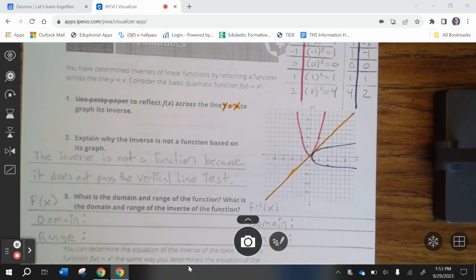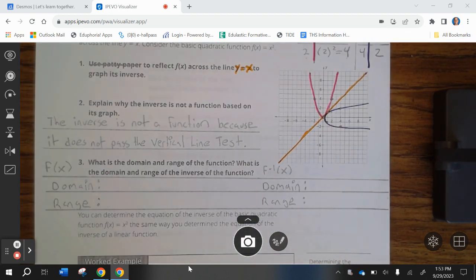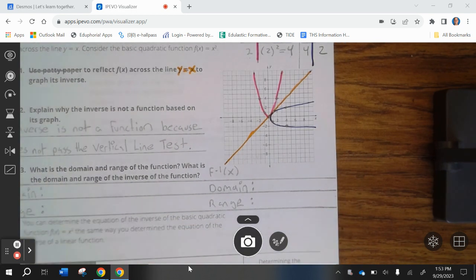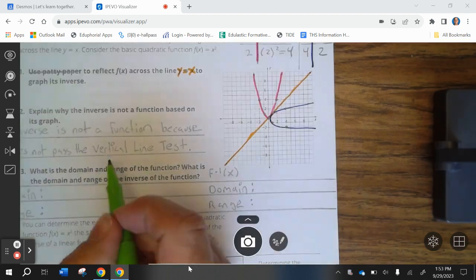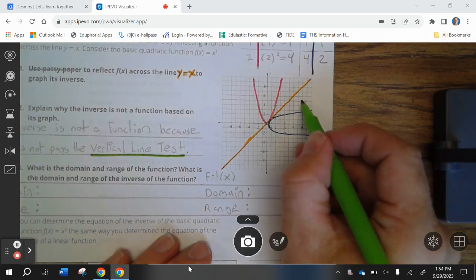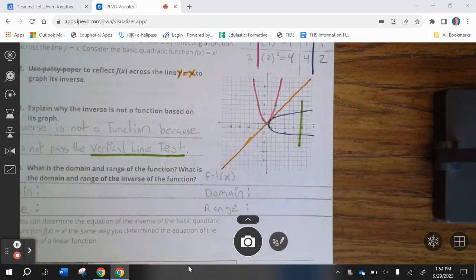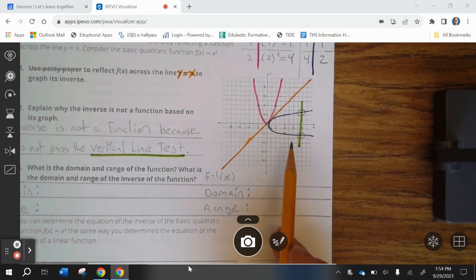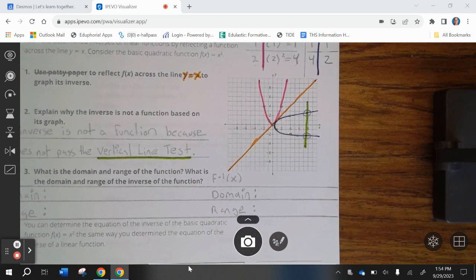All right, let's take a look here. Explain why the inverse is not a function based on the graph. The inverse is not a function because it does not pass the vertical line test. Let's do the vertical line test in green. When I draw a vertical line through this graph, it crosses once and twice. So this is not a function.